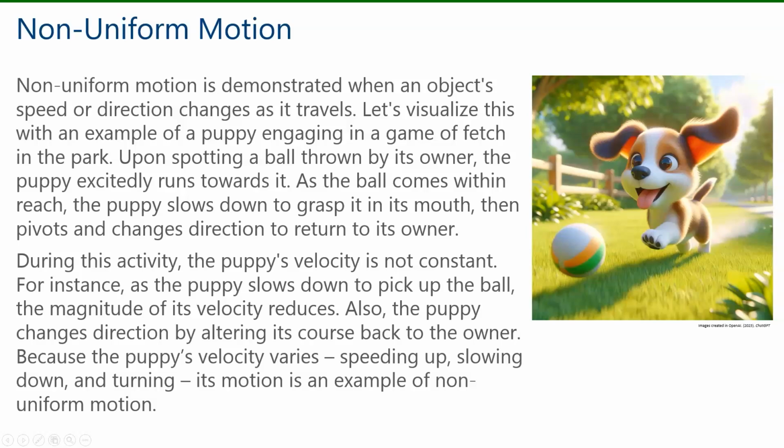During this activity, the puppy's velocity is not constant. For instance, as the puppy slows down to pick up the ball, the magnitude of its velocity reduces. Also, the puppy changes direction by altering its course back to the owner. Because the puppy's velocity varies, speeding up, slowing down, and turning, its motion is an example of non-uniform motion.